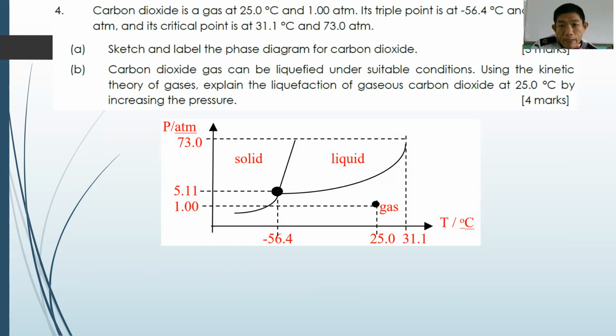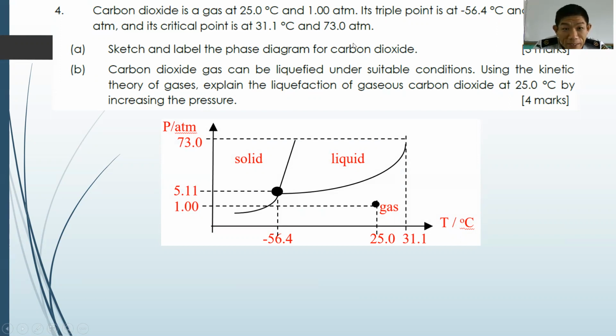B. Carbon dioxide can be liquefied under suitable conditions using kinetic theory of gases. Explain the liquefaction of the gaseous carbon dioxide at the increasing pressure. Now, you look carefully at the way the question asks. The question says carbon dioxide can be liquefied under suitable conditions. So liquefy means, how does the carbon dioxide gas become liquid?